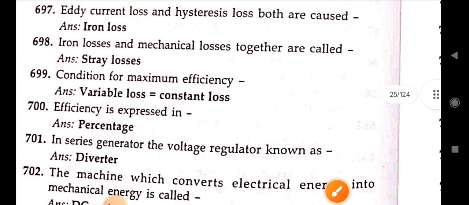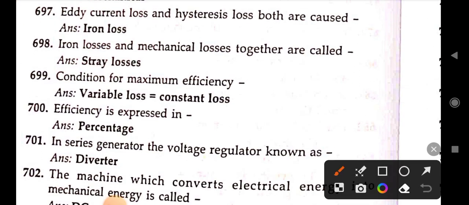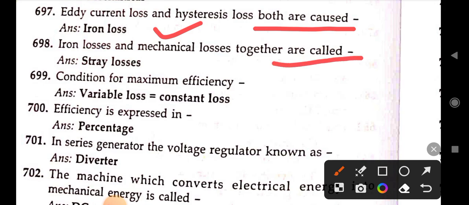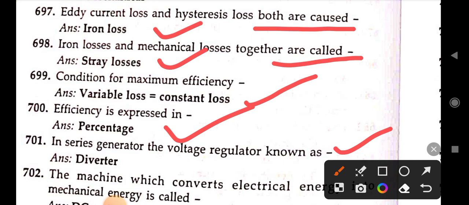Next, eddy current loss and hysteresis loss both are called iron loss. Iron loss and mechanical loss together are called stray losses. Condition for maximum efficiency: variable loss is equal to constant loss. Efficiency is expressed in percentage. In series generator, the voltage regulator is known as diverter.